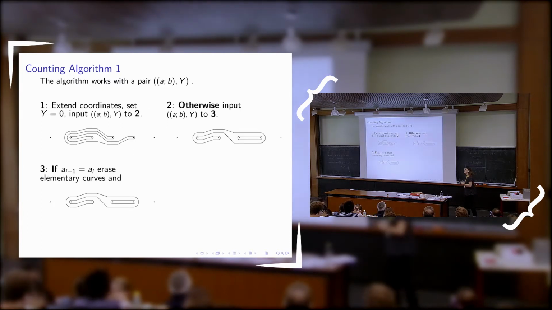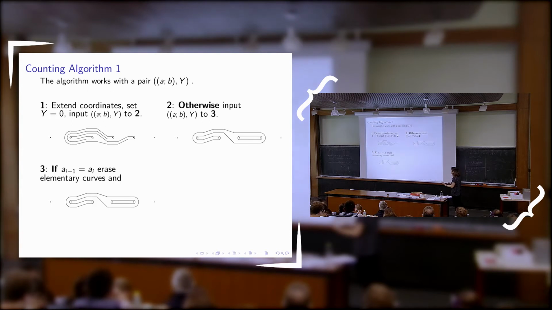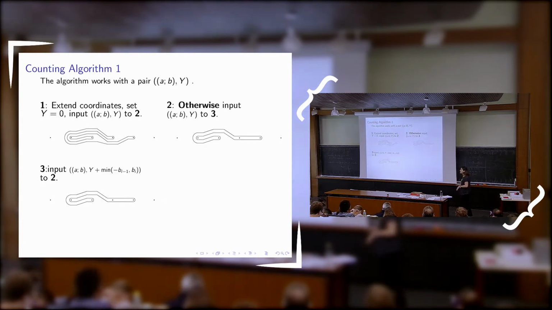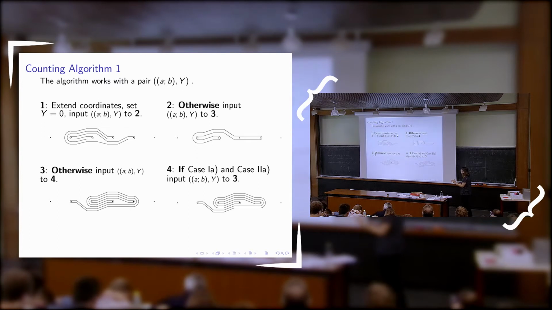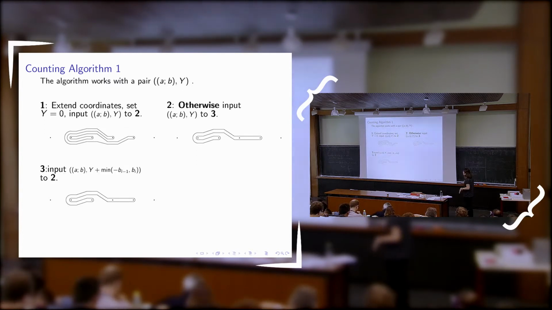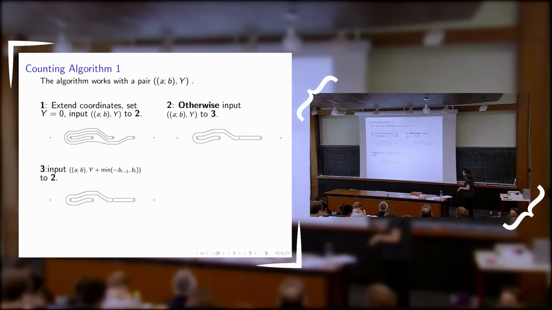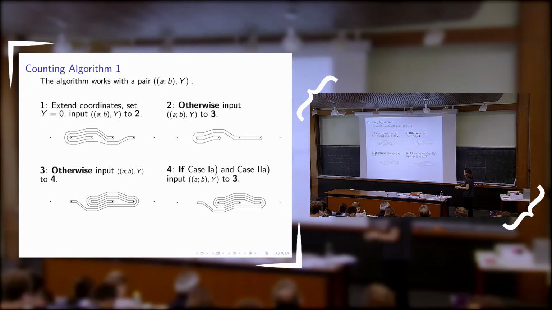Step 3 is where we erase the elementary curves. We check if there is some I such that the difference between AI and AI minus 1 is equal to 0, which means that there is an elementary curve lying inside the multicurve, and we erase that. We erase the elementary curves and record the number of elementary curves that we've erased, and we go to step 2. Otherwise, we go to step 4. I mean, if there is a puncture to fill in, we go to step 2. If not, we go to step 4, where we do the untwisting process.